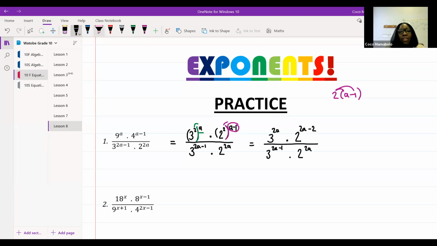All right, now I have bases being divided. So I'm going to keep my base, always keep my base, and I'm going to subtract my exponents. Now I want us to be very wary of something. I've got 3 to the power of 2A minus, and then I'm also going to put this part in brackets. I know you guys are going to hate brackets after this. 2A minus 1.